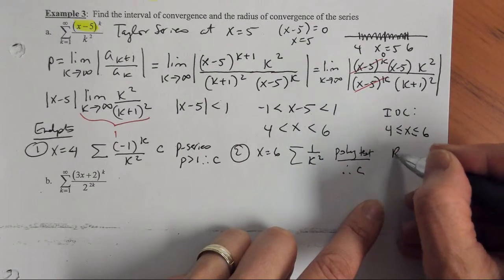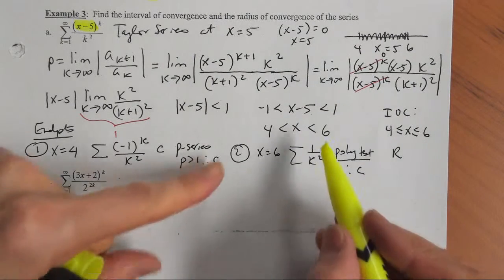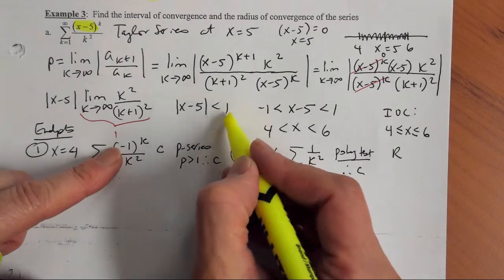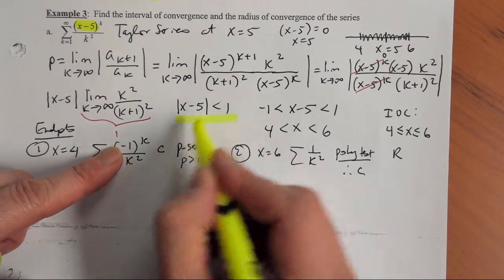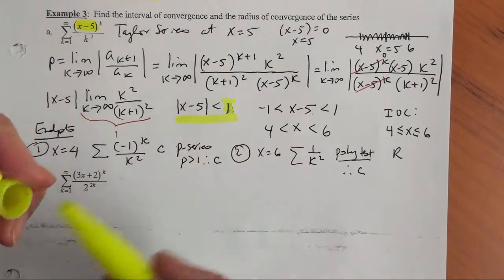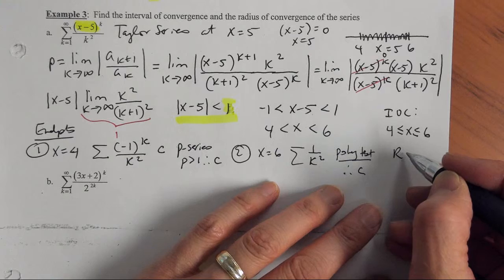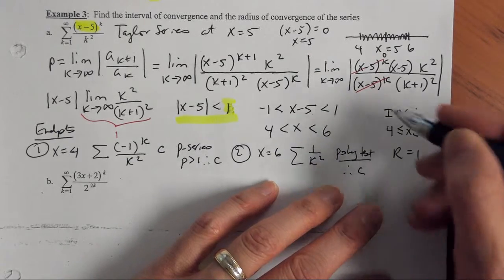What's the radius of convergence? For that one, you can't really look at either of these numbers. Look at this right here, and if the absolute value is all by itself, this number right here is going to be the radius. So this is going to be the radius, and that will be equal to 1.